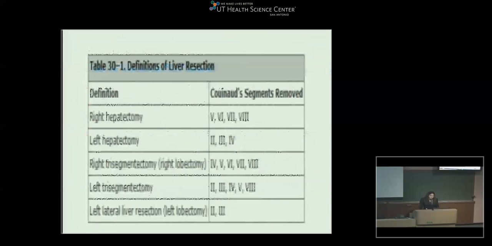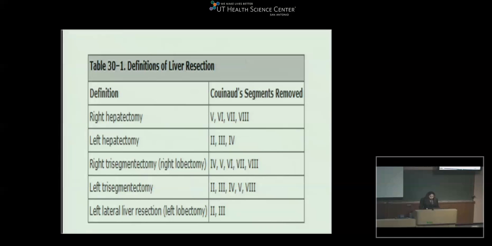Depending on where the lesion is, there's different resections that you can do. These are more or less the anatomic resections. So if you do a right hepatectomy, you would remove segments 5, 6, 7, and 8. A left, it would be 2, 3, and 4, plus or minus 1. And then when you go to the true segmentectomies, it's pretty much an extended right or an extended left hepatectomy. And then the left lateral resection, which is segments 2 and 3.